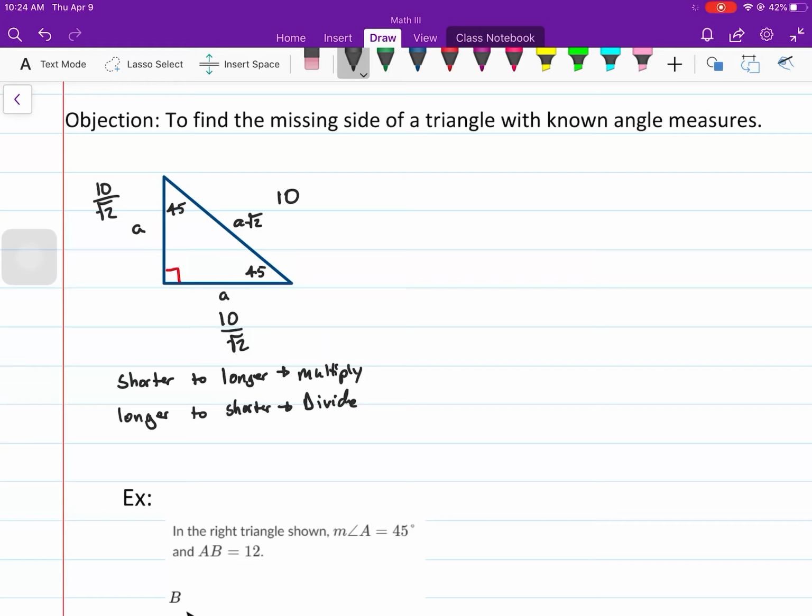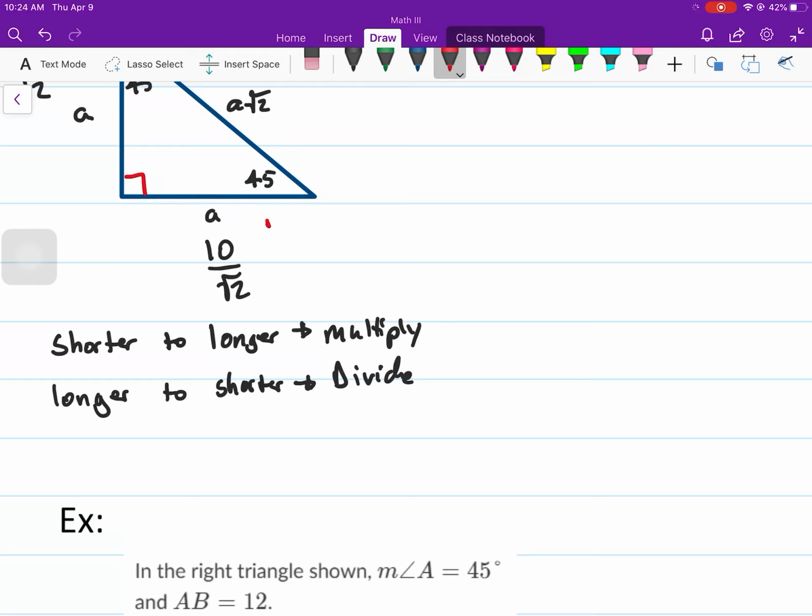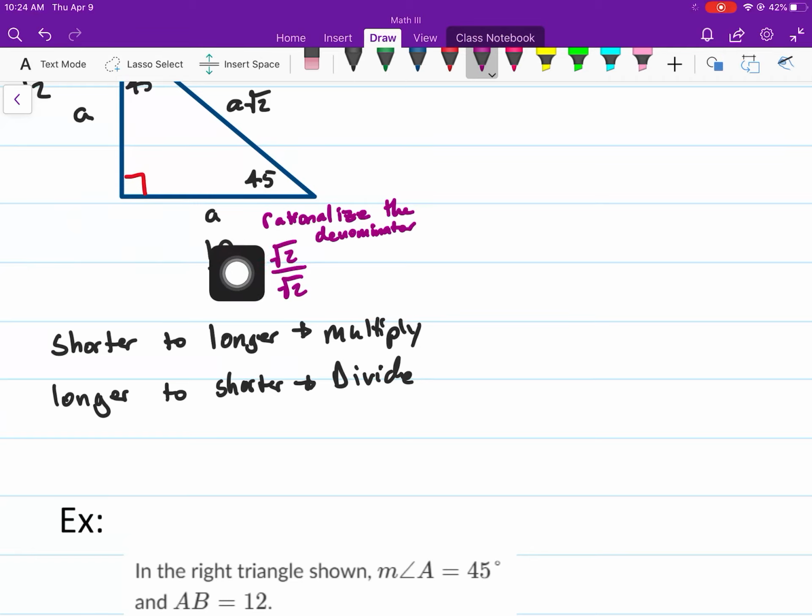Now something that's kind of weird here, they don't like to leave the radicals on the bottom. So hopefully you get the idea of just dividing, how we went backwards. They don't like to leave the radicals on the bottom. So how do we get rid of the radical on the bottom? This is called rationalizing the denominator. So we multiply it by the square root of 2 over the square root of 2. Think about that. The square root of 2 over the square root of 2 is just multiplying this number by 1. It's not changing what this number is. It's just going to change the form of this number.